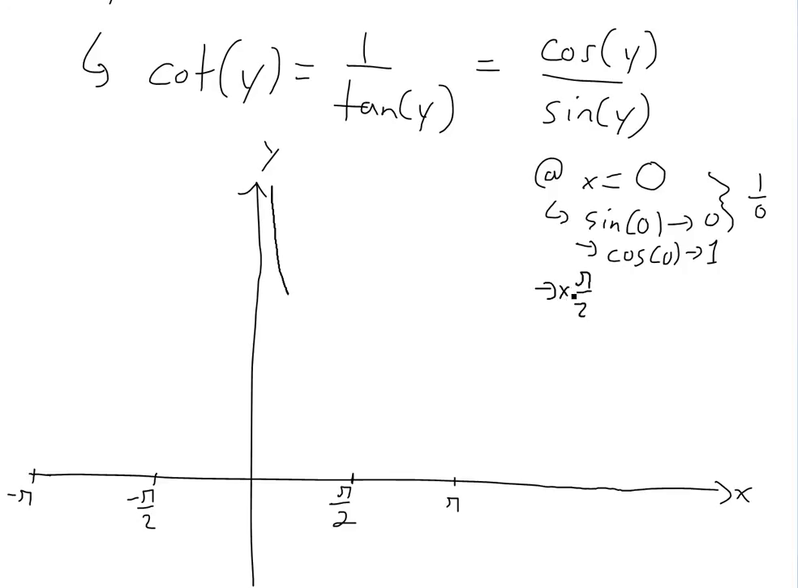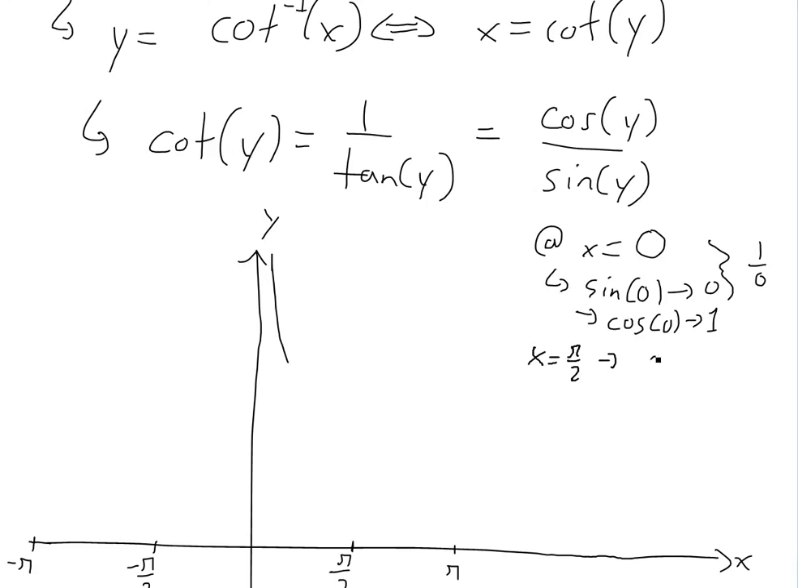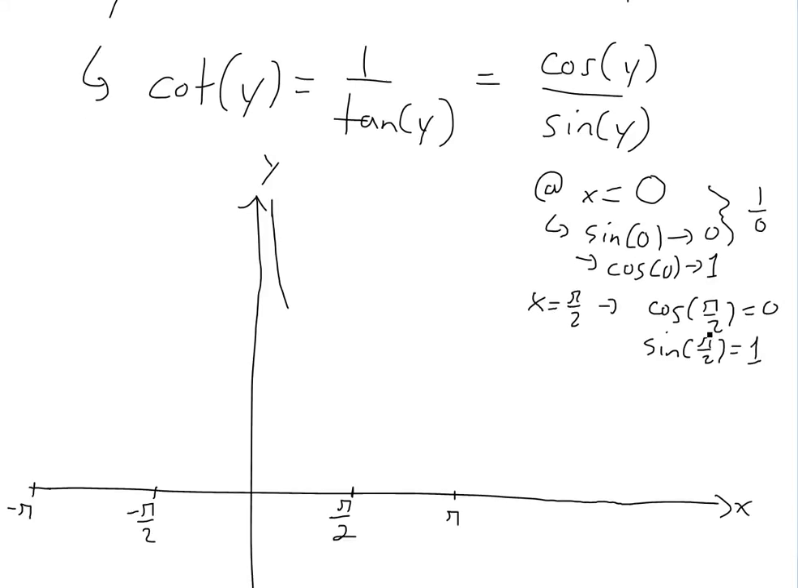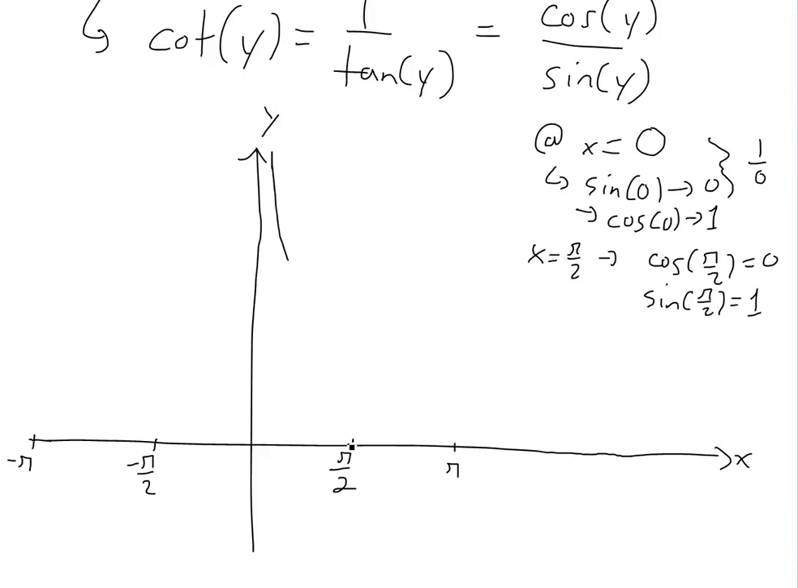Then when you look at x equal to pi over 2, cos of pi over 2 is equal to 0, and sine of pi over 2 is equal to 1. You can see the video links below on trigonometry, on sine and cosine, etc. So now we're going to have 0 over 1, so this is going to go down all the way closer to 0.